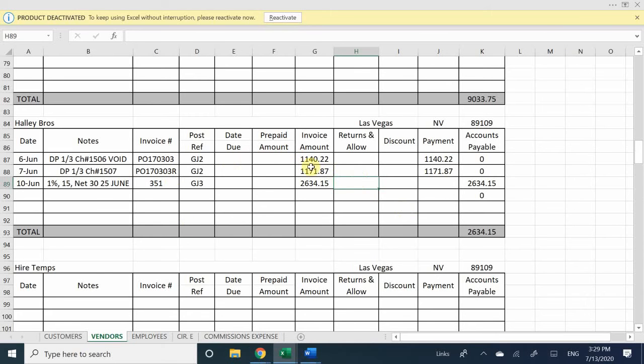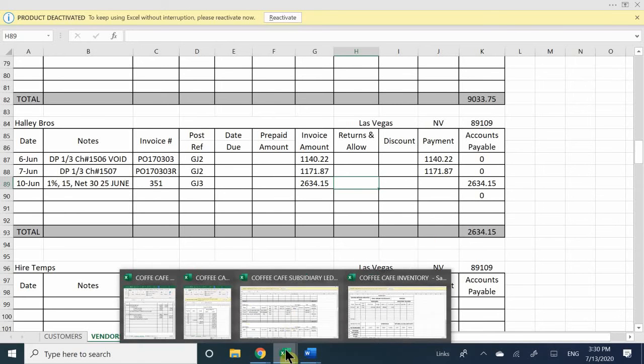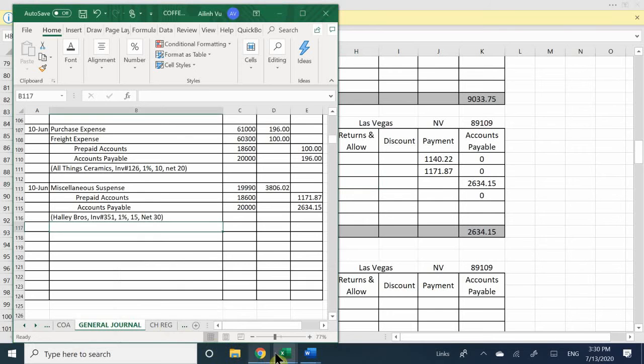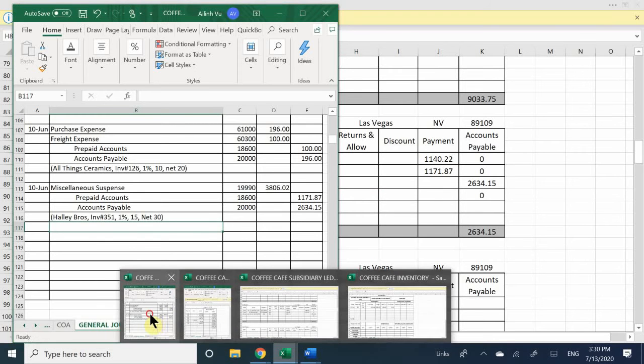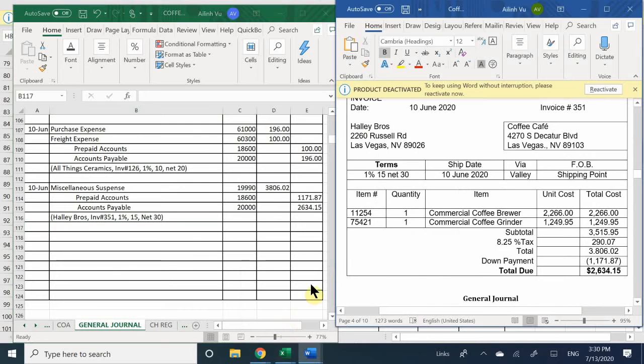I already paid them. They're prepaid, so it already counted against the invoice. So now I'm looking at 2,634.15. Okay. So let's go back to our scenario and back to our journal. Okay, so back to my journal.